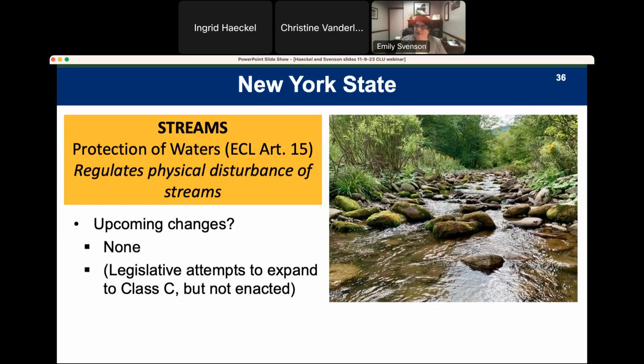So for each of these categories, we're going to tell you about what's regulated and then what's changing. In the case of streams, that's easy because New York State regulation of streams is not changing. There have been some attempts to change the statute to expand to all Class C streams, but they have not yet been enacted. So at this point, it's what I just described, and that's staying the same.